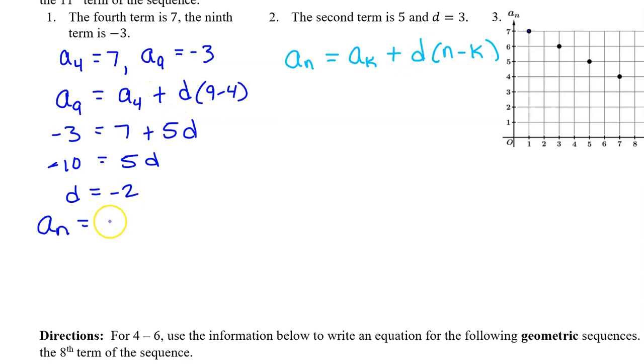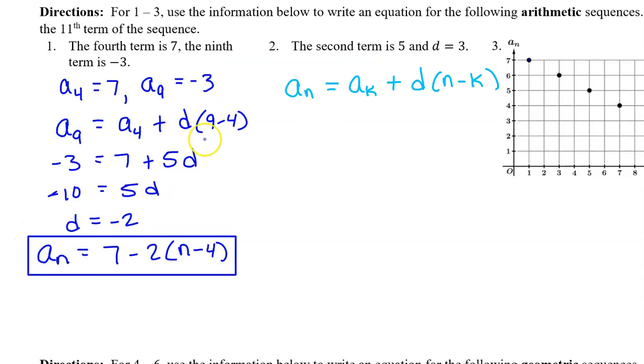So a4, I'm going to go ahead and put 7, but just remember that this is a4, so k is 4. And then the common difference is -2, so I'm going to put -2 right now. And then it's time for n minus k, but that's going to be n minus 4 because the k is 4. So we have this. Let's go ahead and put a box around this because we were asked to find an equation for the arithmetic sequence, and this is it.